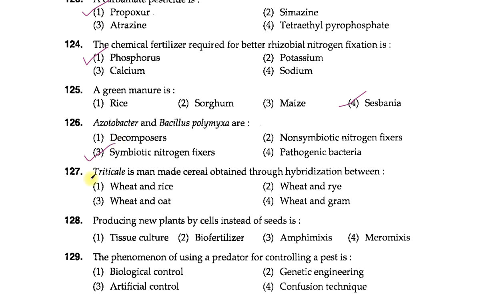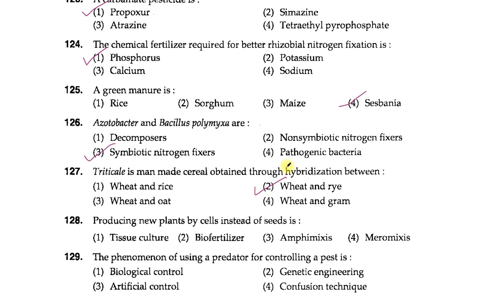Question number 127. Triticale is a man-made cereal obtained through hybridization between 1. Wheat and rice, 2. Wheat and rye, 3. Wheat and oat, 4. Wheat and gram. Option 2, wheat and rye, is correct.